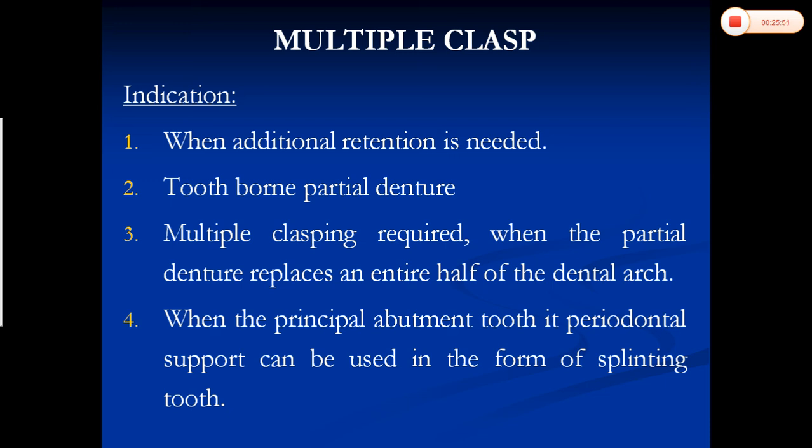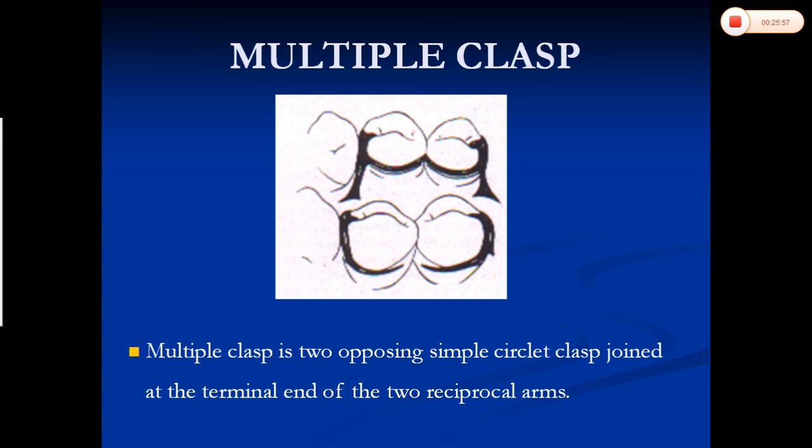And the principal abutment tooth's periodontal support can be supplemented in the form of splinting. See, this is the principal abutment tooth. So if this is periodontally weak or the support of this is poor, then if you take support of this additional tooth, this can be splinted. One tooth can be splinted, or the forces on one tooth can be distributed on two teeth. So when force on one tooth is distributed over two teeth, the force on each tooth will be decreased.